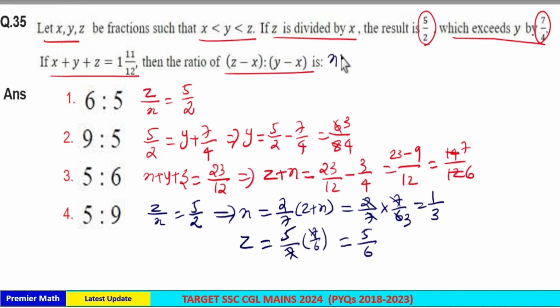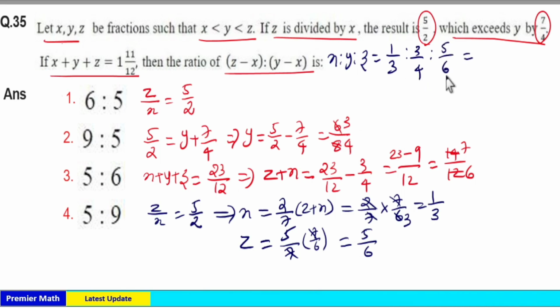Now x is to y is to z ratio is equal to x is 1 by 3rd, y is 3 by 4 and z is 5 by 6. Now LCM of 3, 4 and 6 is 12. So multiply it with 12 in each ratio. 3 goes 4 times in 12 and 4 goes 3 times in 12. 3 into 3 is 9 and 6 goes 2 times in 12. 2 into 5 is 10.